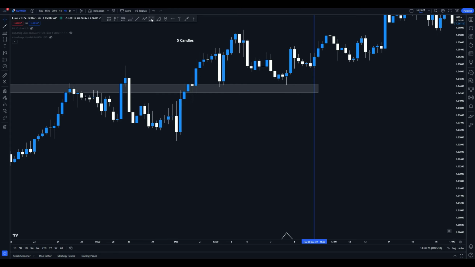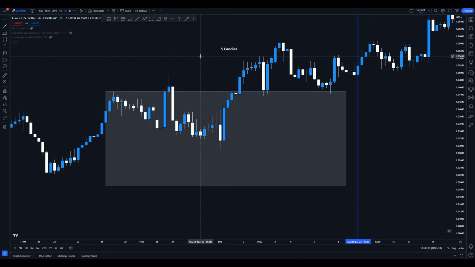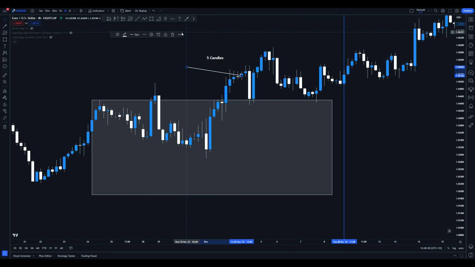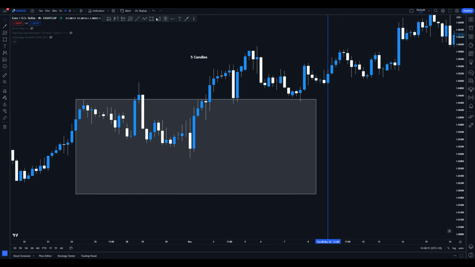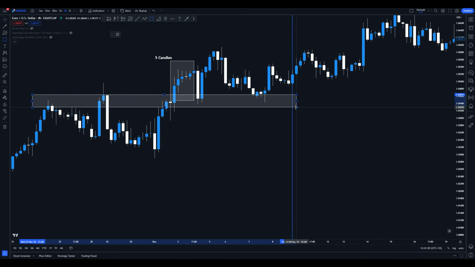This area being the range, the support and resistance range. So a candle must have, the market must have 5 candles outside this range to be confirmed as a breakout. So we have 1, we have 2, 3, 4, and 5. At this point in time in the market, I will be able to confirm that this is, in fact, a true breakout, and I'll be able to trade it as if it's going to use this initial resistance as support.